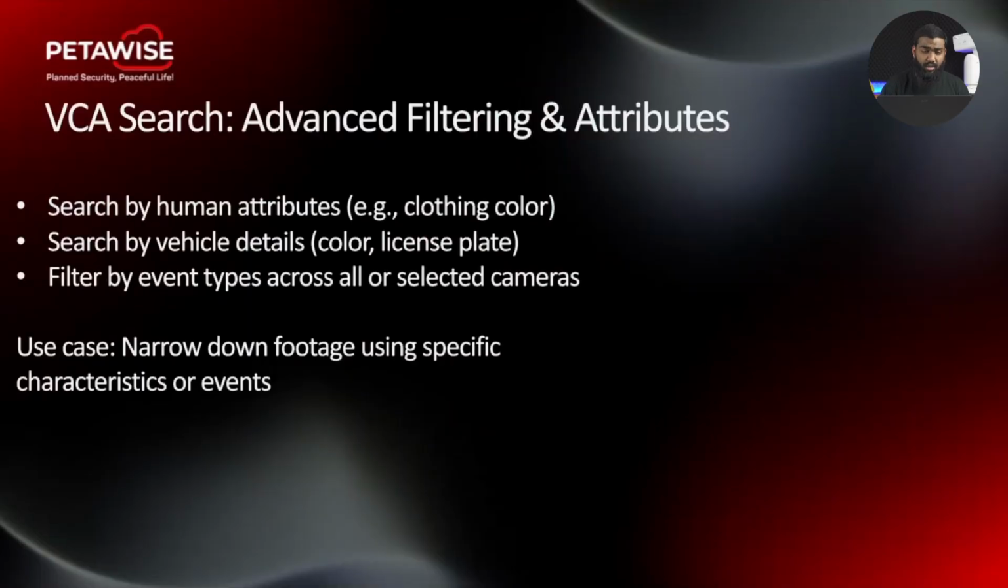After covering all these three things, we will see VCA search. We have multiple options in VCA search, but we will go through a few of them which are accurate. Starting with search by human attributes using the clothing color of the human, search by vehicle details like color, and if you want an accurate search, you can use the license plate number for that. And we will see how we can filter by event types across all or a few selected cameras. The use case for this one is it narrows down the footage using specific characteristics or events.